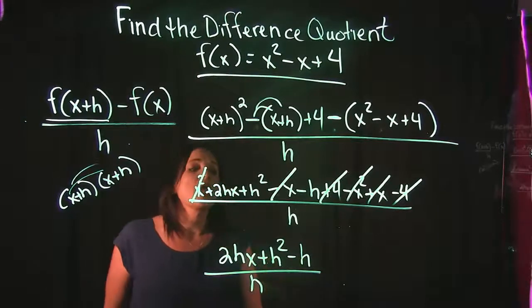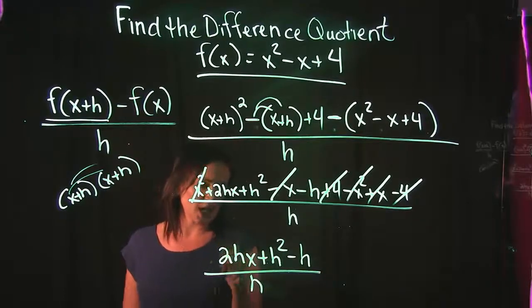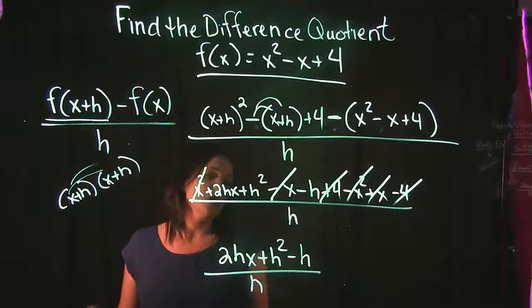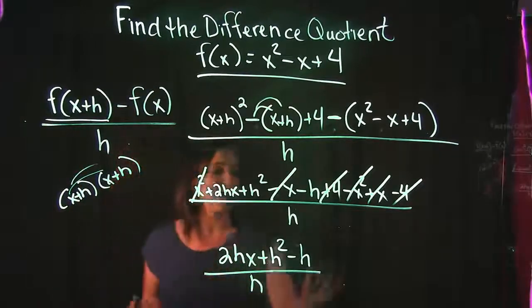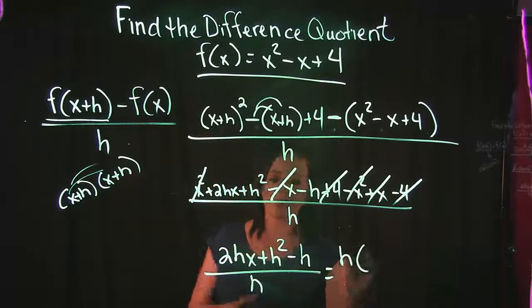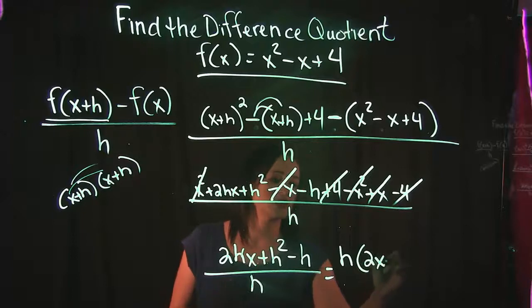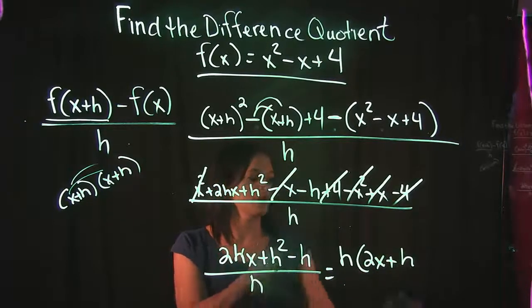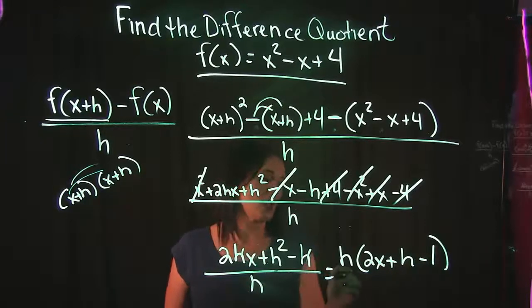and that's going to be all over h. Now, if you notice, everything in the numerator, 2hx, h squared, and minus h, they all have an h in it. So what we can actually do at this point is factor out an h. I'm going to pull out an h from the numerator. If I pull out an h, that leaves me with 2x plus, taking out one of these h's, it leaves me with 1, and then minus, if I get rid of this h, it leaves me with a 1.